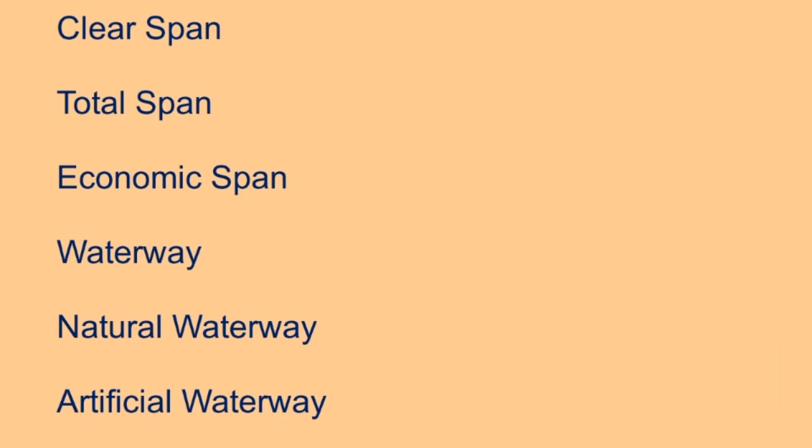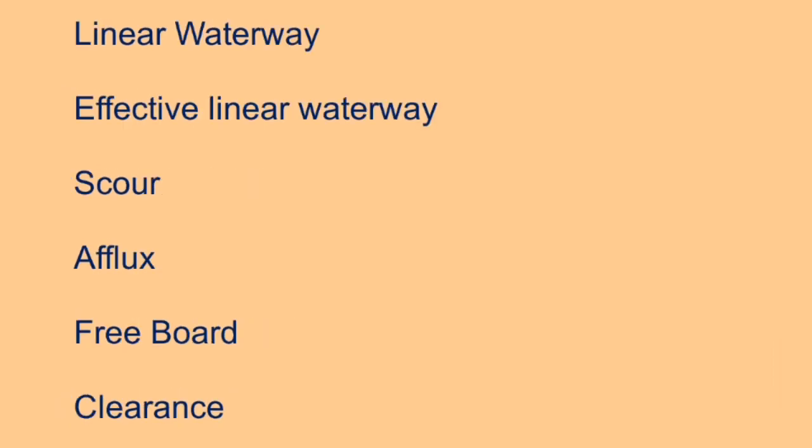Artificial waterway. The sectional area provided under the bridge superstructure through which water flows is known as artificial waterway. Linear waterway. The length available between extreme edges of water surface at the highest flood level measured at right angles to the abutment faces of a bridge is called linear waterway. And what is effective linear waterway? The total width of waterway of a bridge minus the effective width of obstructions in the form of piers is known as effective linear waterway. It is the sum of all clear spans.